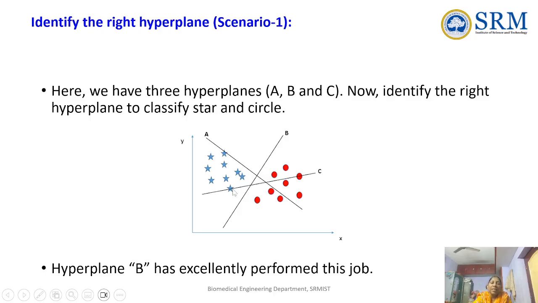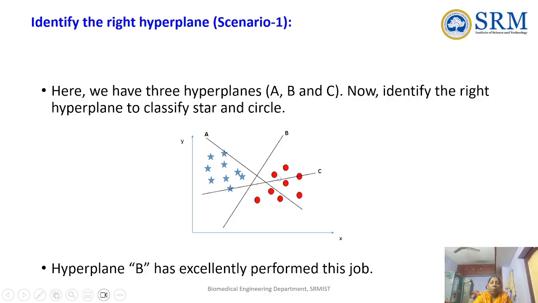Then consider C. If you consider C, on one side you have a star and circle, and on the other side you have the red color circles. In this case also, two sets of data points are located on one side of the hyperplane and another data point is located on the other side. C is not the correct hyperplane to segregate. Also, you can see the data points are lying on the hyperplane. That is also not correct.